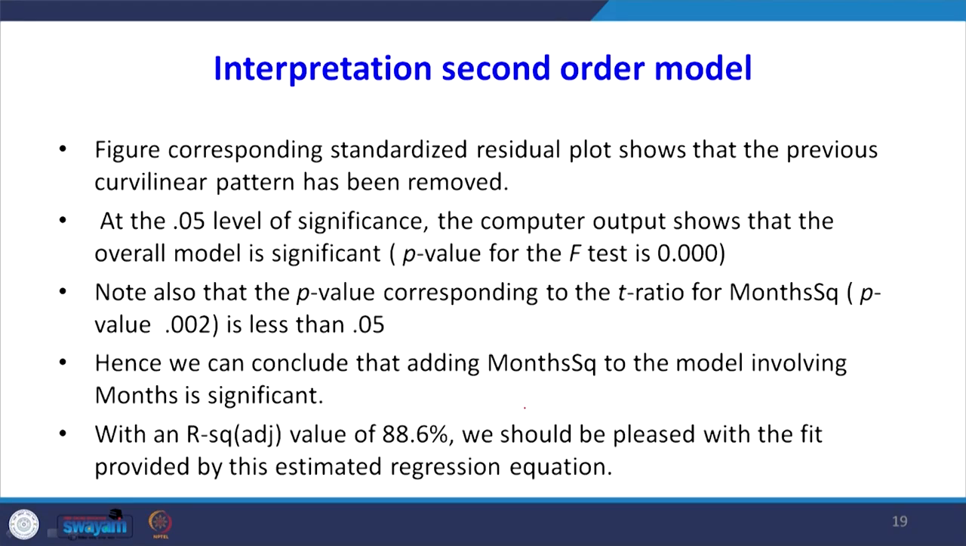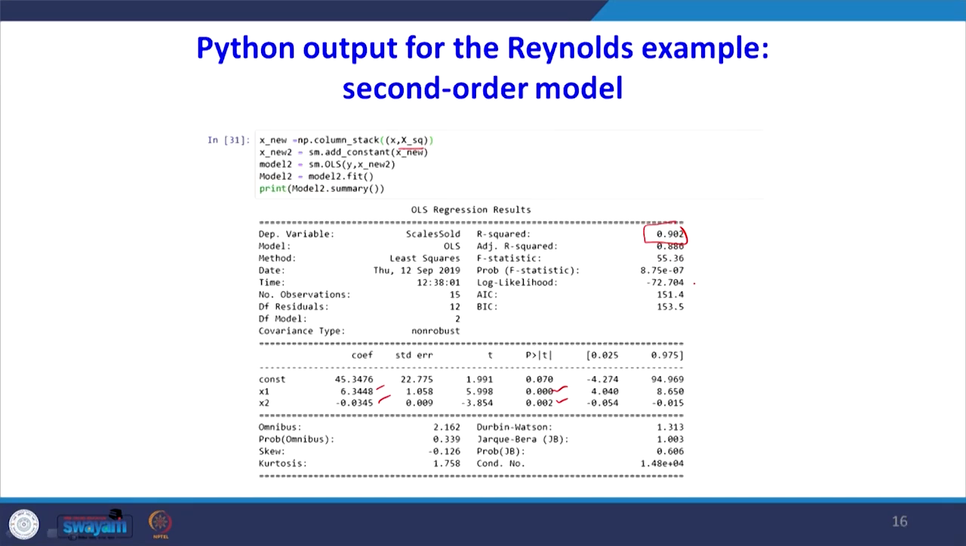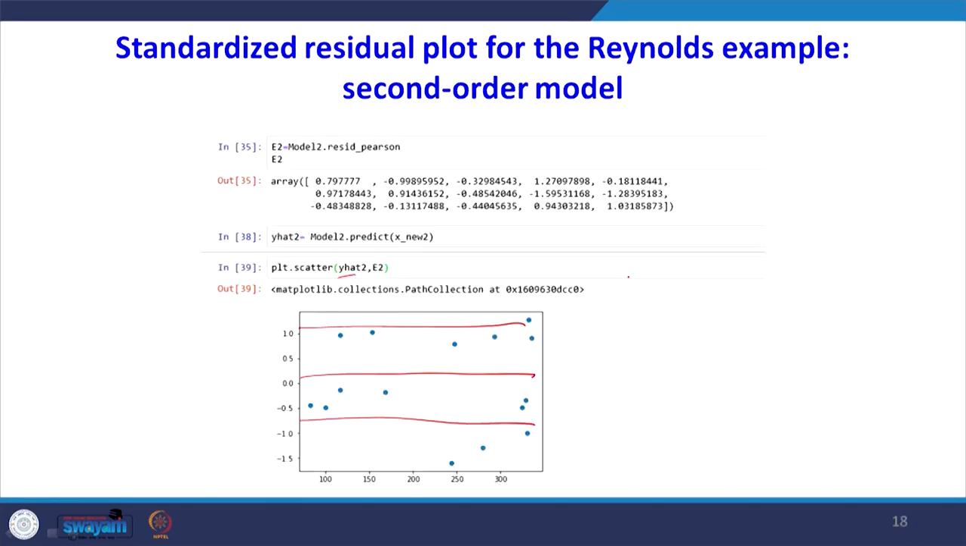How to interpret the second order model? The corresponding standardized residual plot shows that the previous curvilinear pattern has been removed. At the 0.05 level of significance, our Python output shows that the overall model is significant because the p value for the F test is 0.00, this one. This value, 8.75 times 10 to the power minus 7, is almost 0.